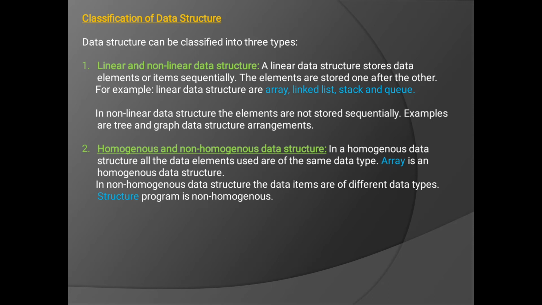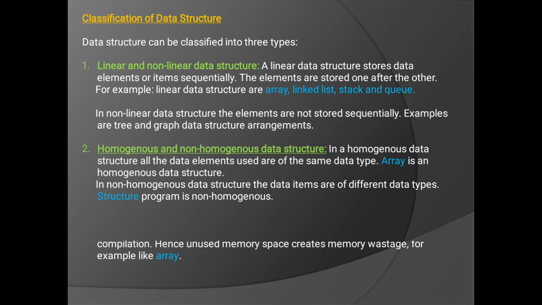In a non-homogeneous data structure, the data items are of different data types, but though they are of different data types, they are all referred to by a single name. An example is a structure, a collection of variables of different data types. So that is called a non-homogeneous data structure. Using an array or a structure, you can store the data and arrange them sequentially or non-sequentially.